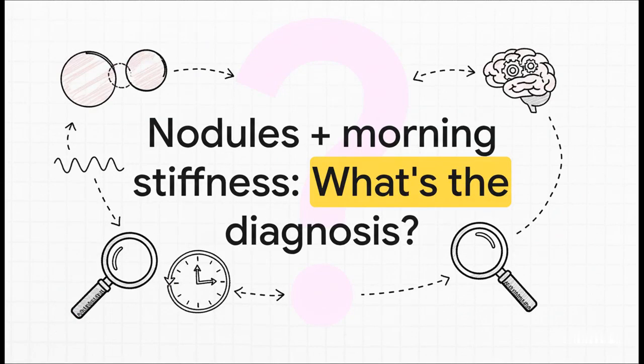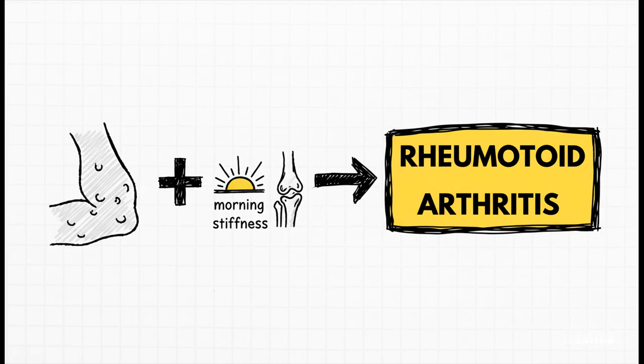And for our last question, this is what we call a synthesis question. You're given 2 key findings. The examiner wants to see if you can connect those dots to come up with a single diagnosis that explains everything. Yes, the diagnosis here is rheumatoid arthritis. That specific combination, multiple nodules under the skin, plus that really significant prolonged morning stiffness, is just a textbook presentation of this systemic disease.